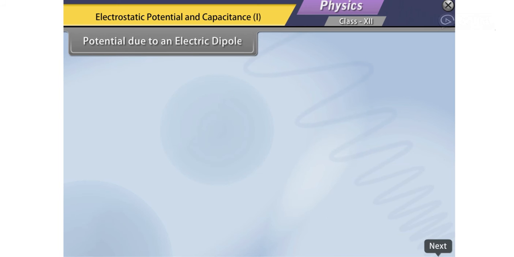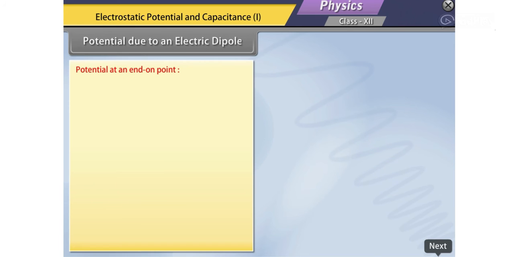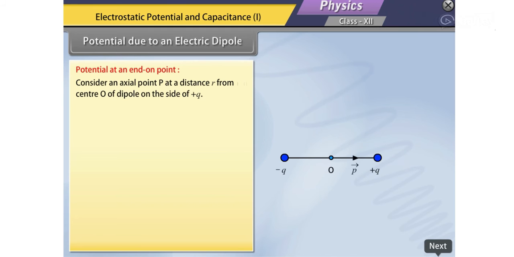Potential due to an electric dipole. We consider a dipole with two charges, +Q and −Q, separated by a distance 2L from each other. We calculate the potential of the field due to this dipole at different points. Potential at an end-on point. Consider an axial point P at a distance r from center O of dipole on the side of +Q.